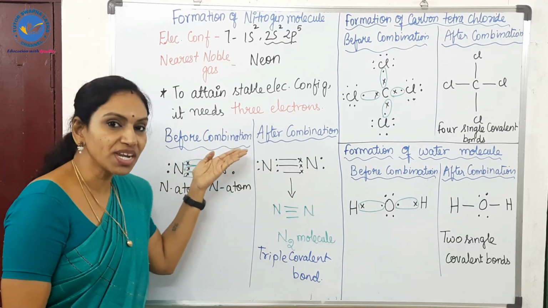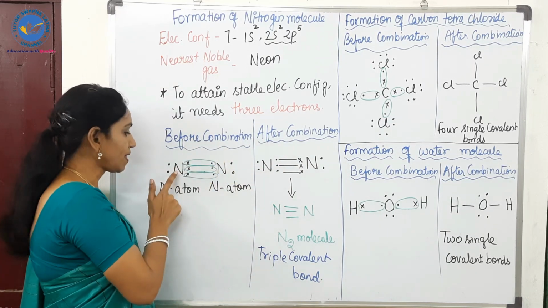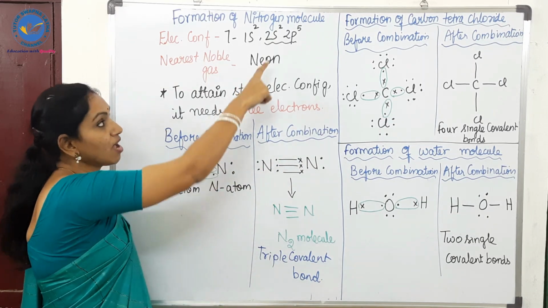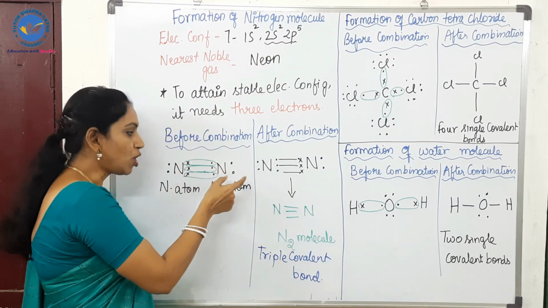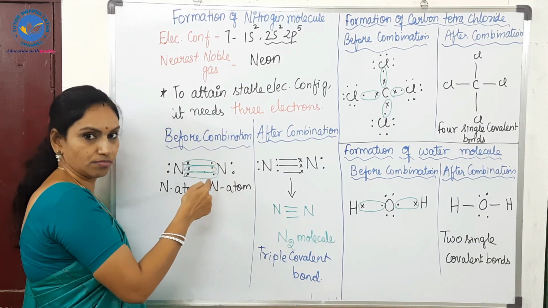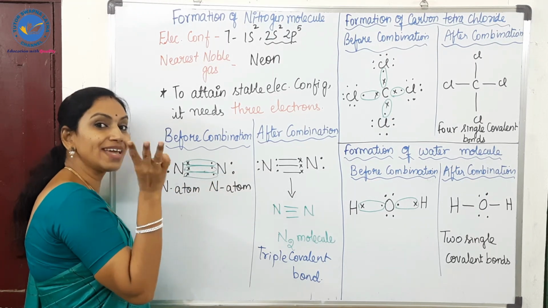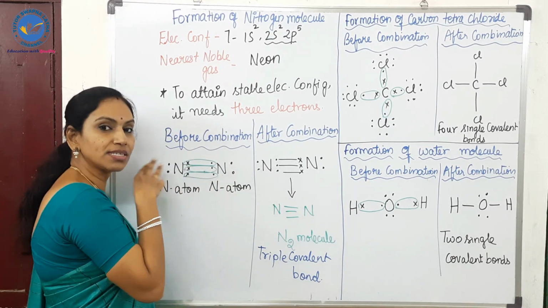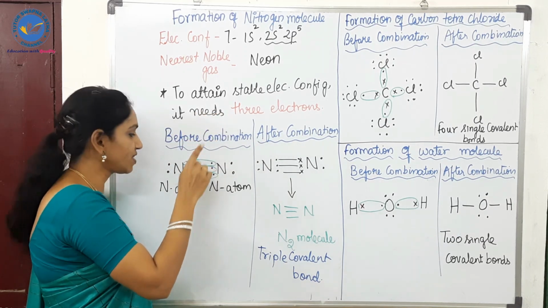So before combination, after combination. Before combination, if you see nitrogen, it has 5 valence electrons: 2 and 3. For this nitrogen, 2 are paired and 3 are unpaired. As I said, it needs 3 electrons to attain its stable electronic configuration.